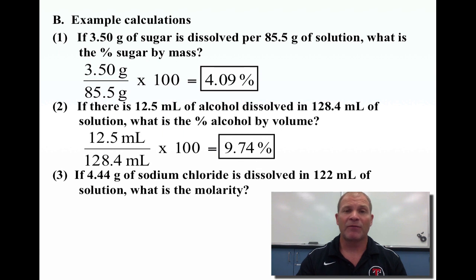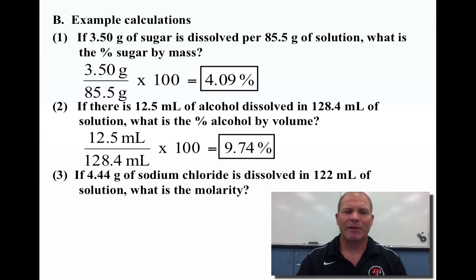I take my 12.5 milliliters divided by my 128.4 milliliters. My units cancel out. As you can see here, it doesn't matter what your units are. They just have to be consistent because they will cancel out. So you can use centimeters cubed, milliliters, liters, it doesn't matter. Again, the volume units will cancel out. And I end up with 9.74% alcohol in the solution.